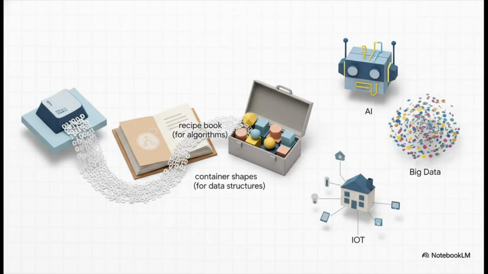It's amazing, right? It all starts so small, with translating one letter into ones and zeros. That lets us handle data. Then we create a recipe, an algorithm, to tell the computer what to do with that data. We use a toolbox of data structures to keep it all organized. And from that simple foundation, we build the entire modern world.